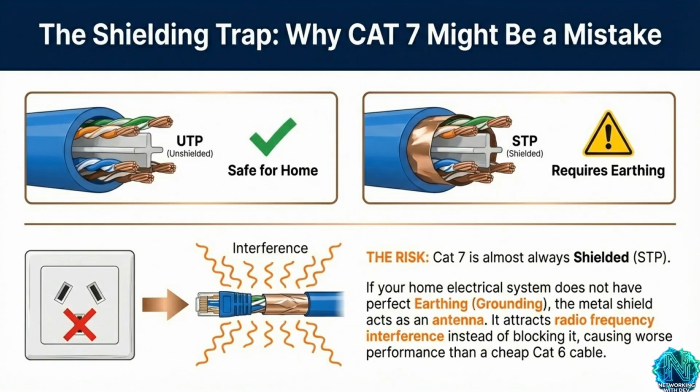Cat 7, on the other hand, is almost always STP, shielded twisted pair. Here is the risk. Shielded cables require proper earthing or grounding. If your home electrical system isn't perfectly grounded, that metal shield doesn't block interference. It actually acts like an antenna. Instead of a cleaner signal, it attracts radio frequency interference, which can result in worse performance than a much cheaper Cat 6 cable. Unless you are working in a specialized industrial environment with guaranteed grounding, Cat 7 is often more trouble than it's worth.